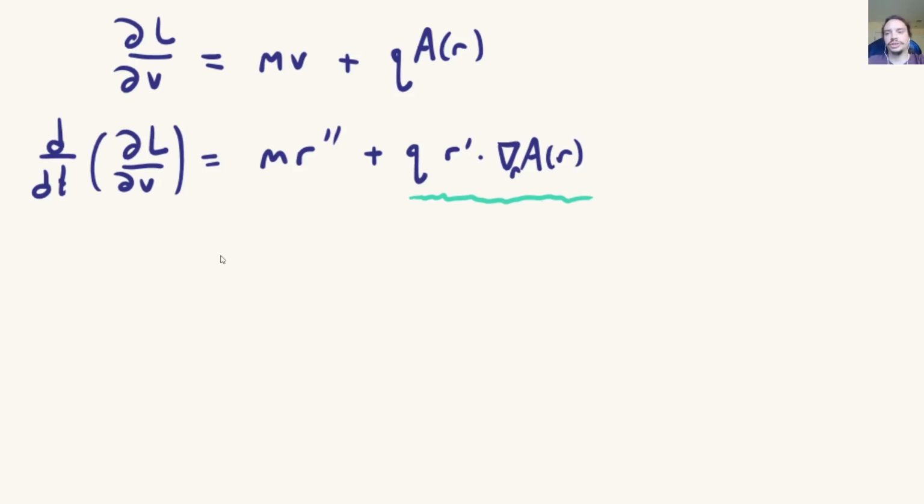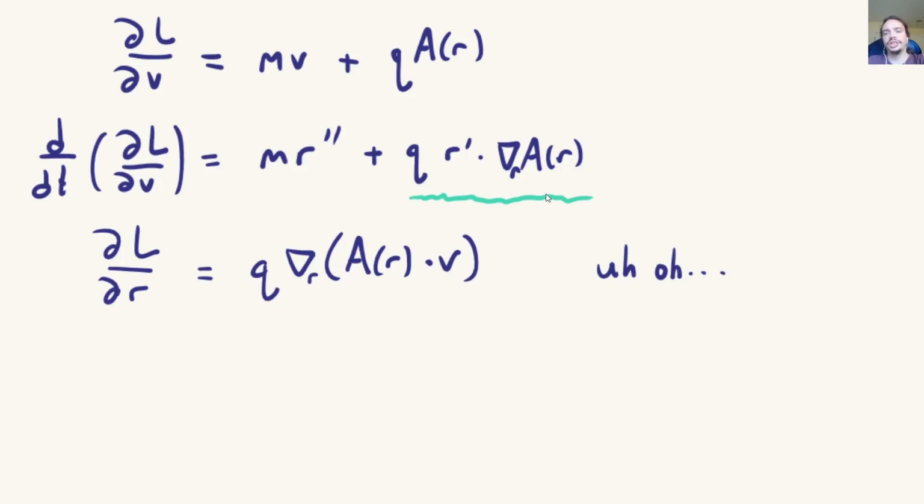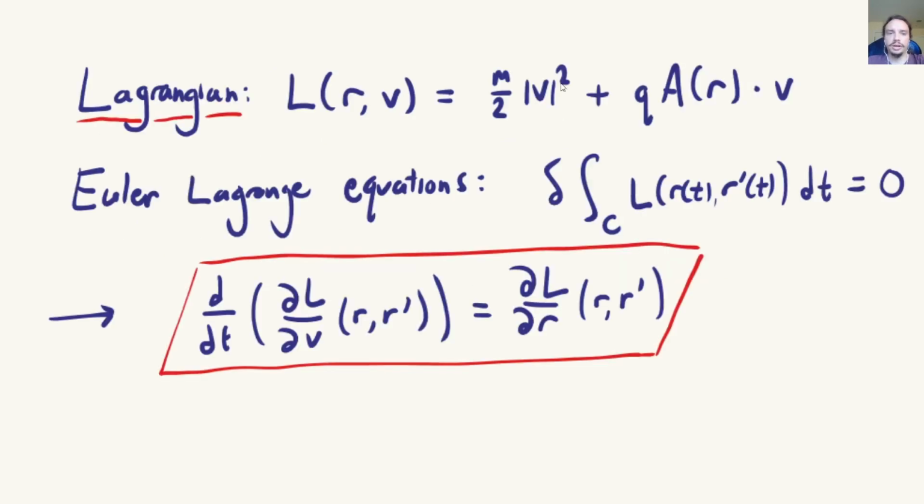Okay, so this was the left-hand side of our Euler-Lagrange equation. Now let's do the right-hand side. This is dL/dr. Going back, r doesn't appear in the first term, but it does appear in the second term. We need to take the gradient of a of r dot v.